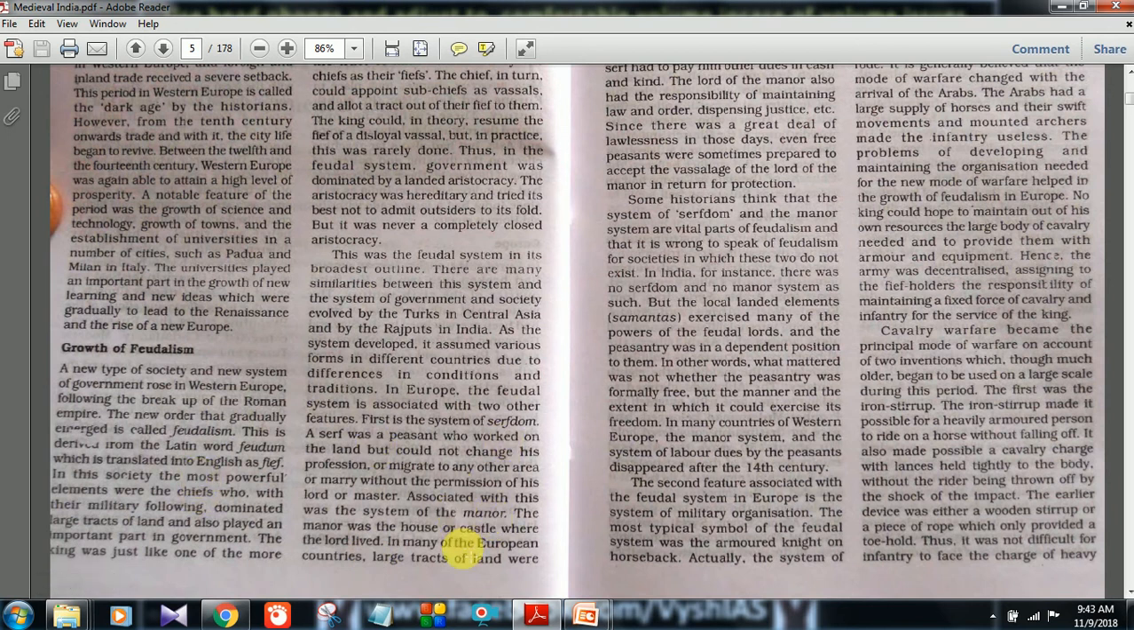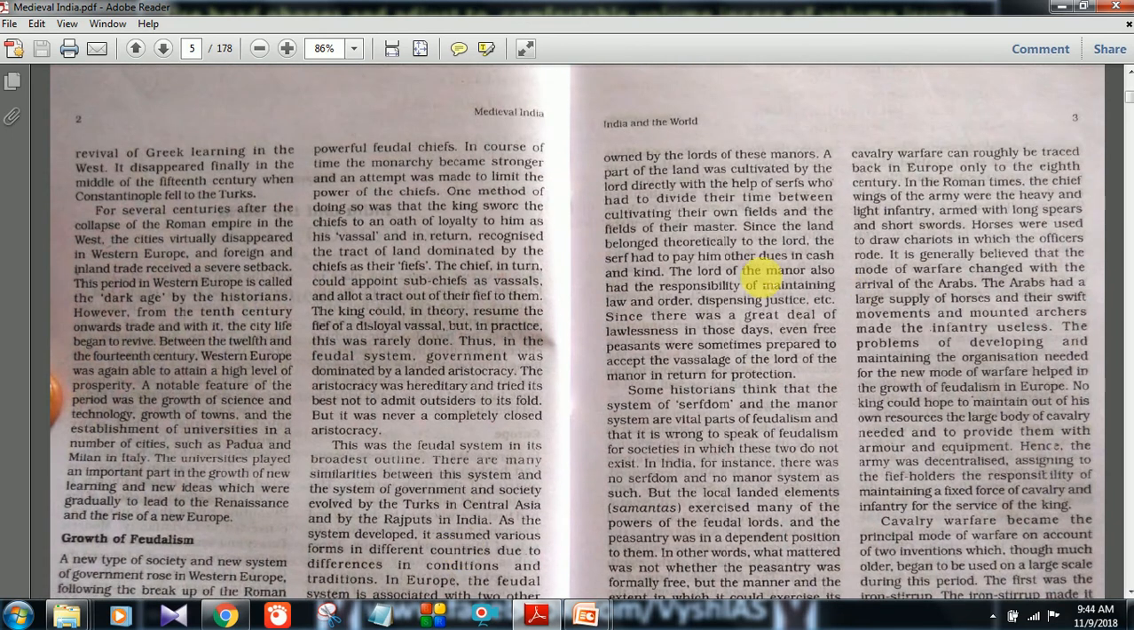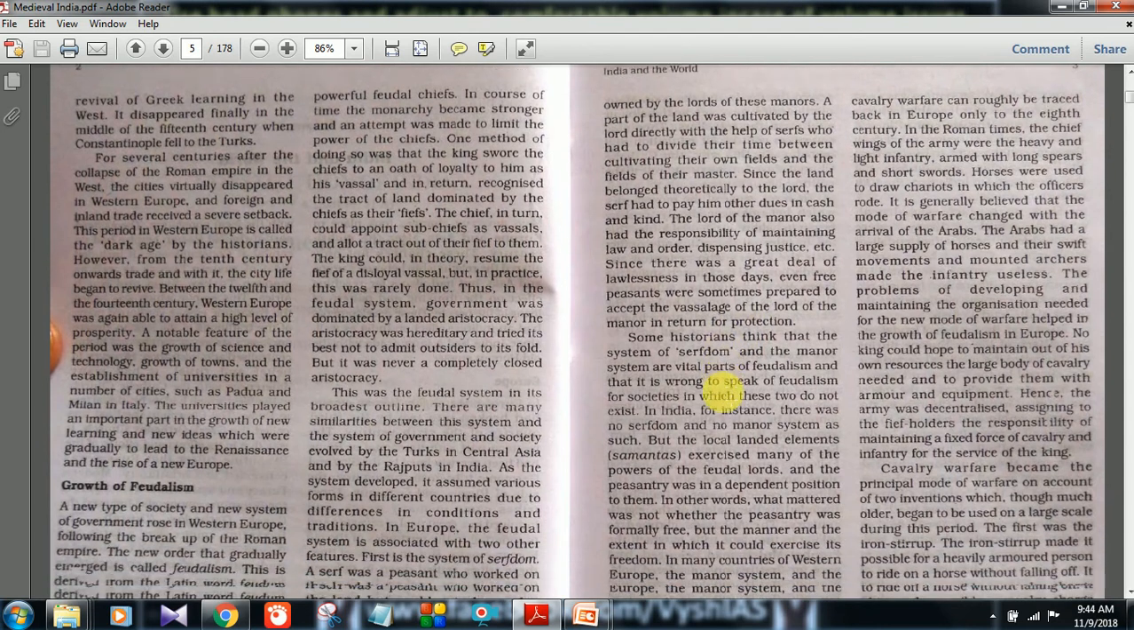In many of the European countries, large tracts of land were owned by the lords of these manors. A part of the land was cultivated by the lord directly with the help of serfs, who had to divide their time between cultivating their own fields and the field of their master. Okay, so they had their own field also, but they were working back and forth in both the fields. Now, since the land belonged theoretically to the lord, the serf had to pay him other dues in cash and kind. The lord of the manor also had the responsibility of maintaining law and order, dispensing justice, etc. Since there was a great deal of lawlessness in those days, even free peasants were sometimes prepared to accept the vassalage of the lord of the manor in return for protection. So again, they're telling the same thing. Okay, the king is the most powerful, then the chief's vassal is there, and under them the serfs are there.